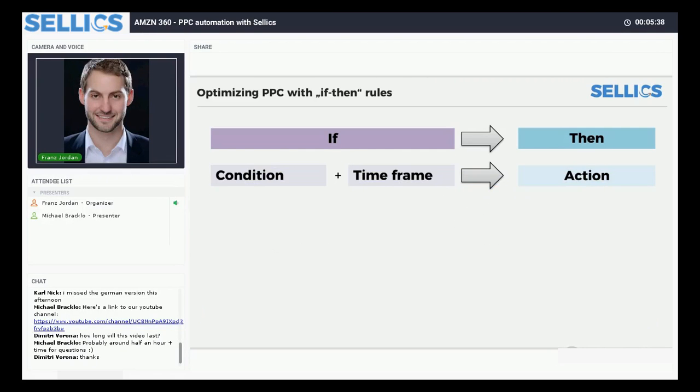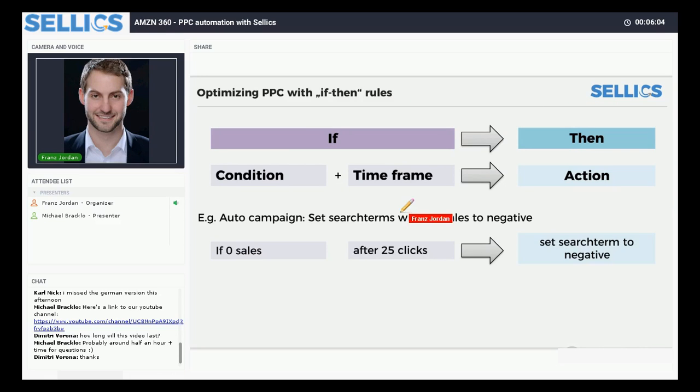And so one thing that we found is that all of those campaigns, all of those strategies that I just mentioned before, can essentially be broken down into if-then rules, right? So it's always if, that means that you have a certain condition that needs to be met within a certain time frame, and if those two things are met, then this will trigger an action. So it's a very simple if-then relationship. Let me just give you one example.